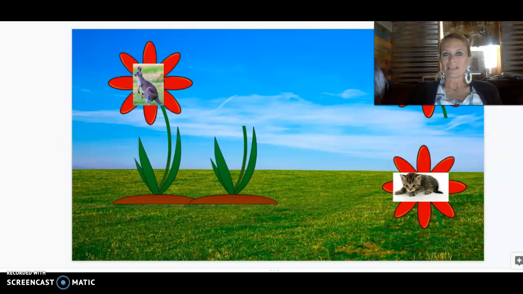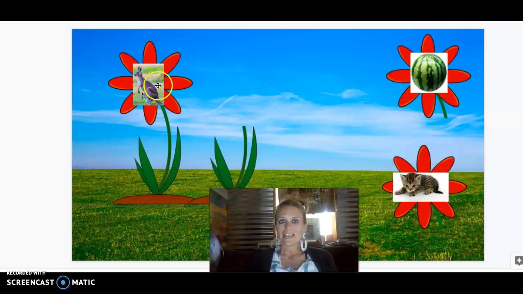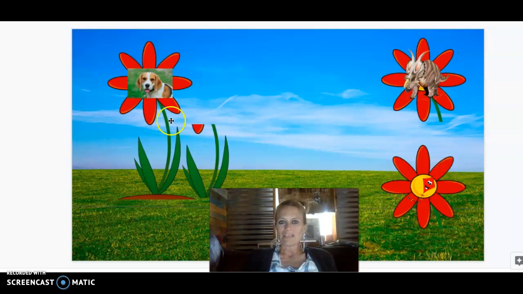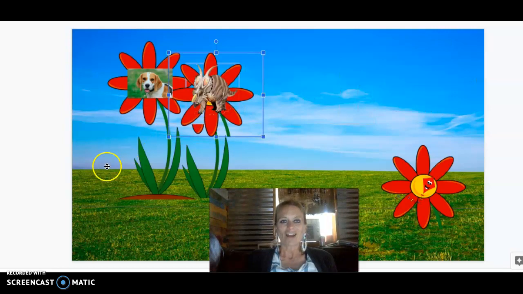All right, we need to plant some flowers, and so we are looking for the beginning sound, the same sound as kangaroo. What object has the same beginning sound as kangaroo? A watermelon or a kitten? Kitten and kangaroo have the same beginning sound. Good job. What has the same beginning sound as dog? Dinosaur or kite? What sound is that? D. Dinosaur, dog. They have the same beginning sound.